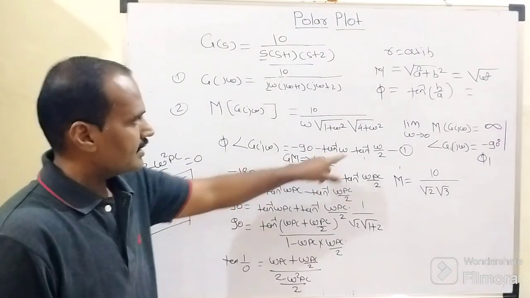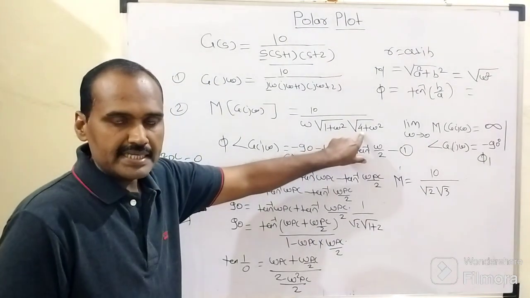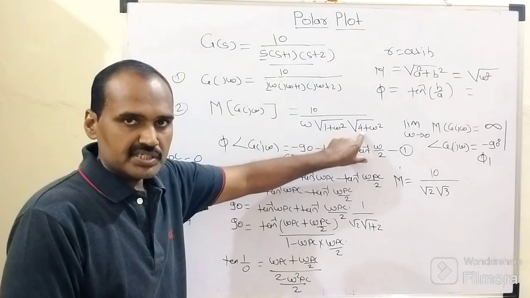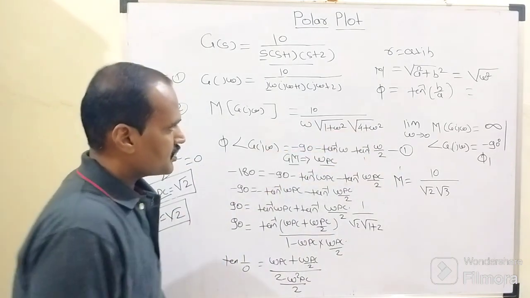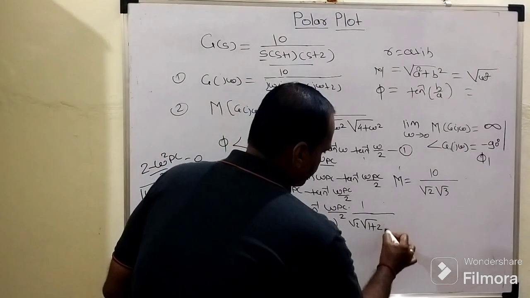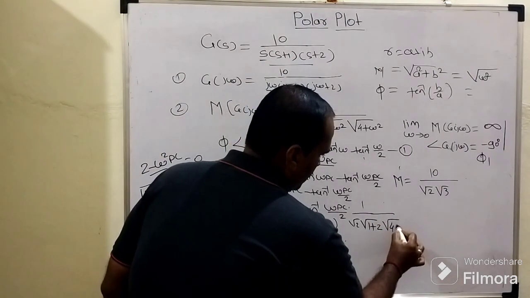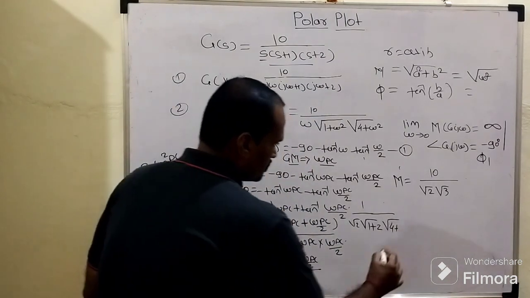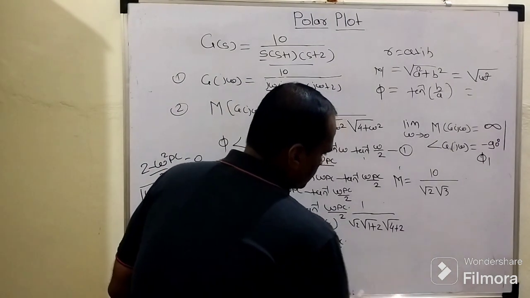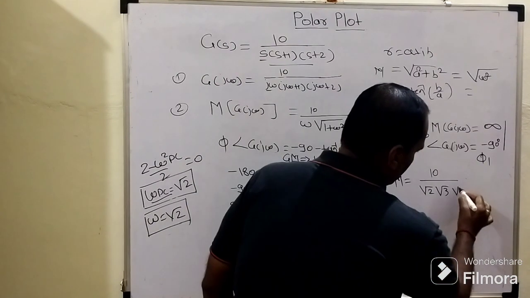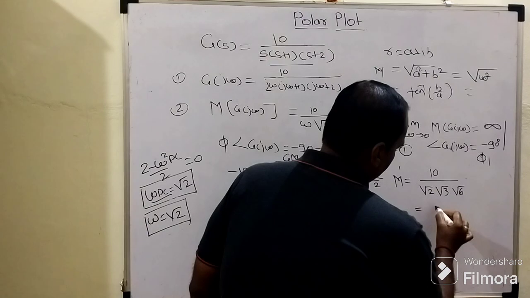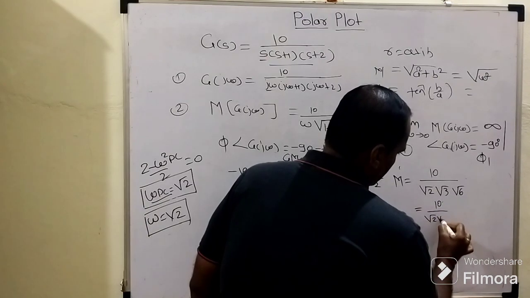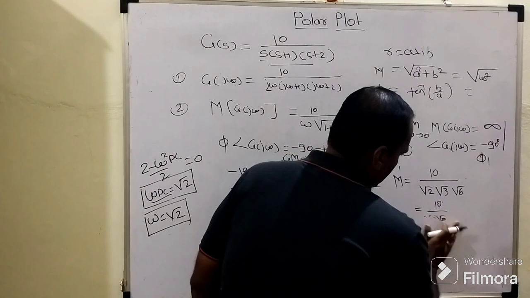Similarly, the last term present within that magnitude statement is 1 upon square root of 4 plus omega square. So here I will write square root of 4 plus omega square, with omega equals to root 2. So root 2 square equals to 2. So square root of 4 plus 2 will become square root of 6, right? So totally it will become 10 upon square root of 2 into square root of 3.